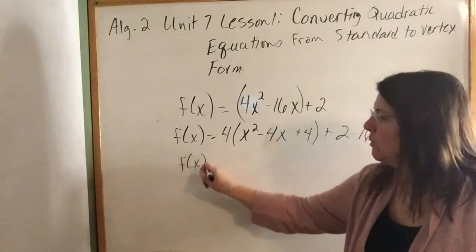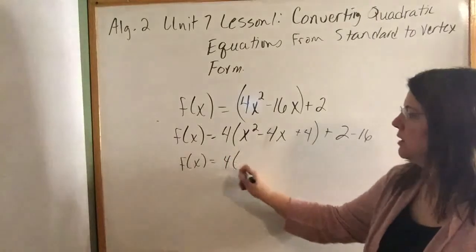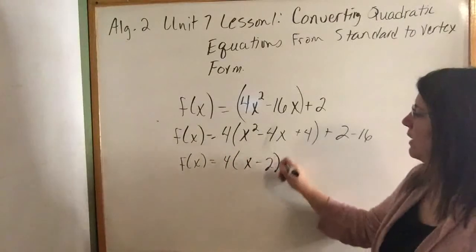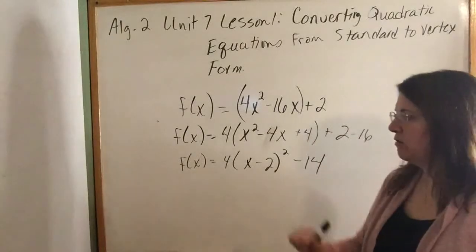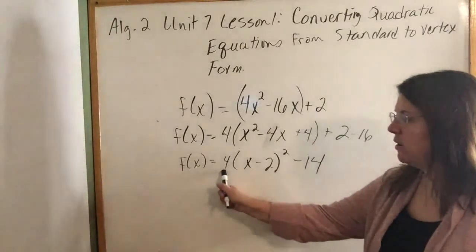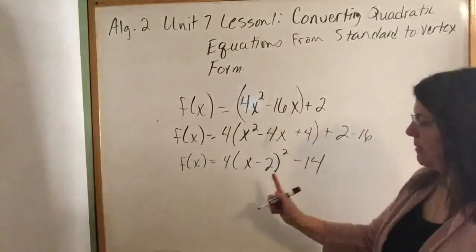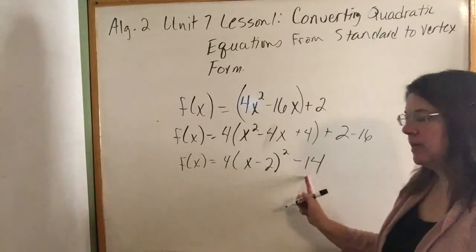So my vertex form of the equation will be 4 times x minus 2 squared minus 14. My a value is 4. It's very narrow going up, and my vertex is at (2, -14).